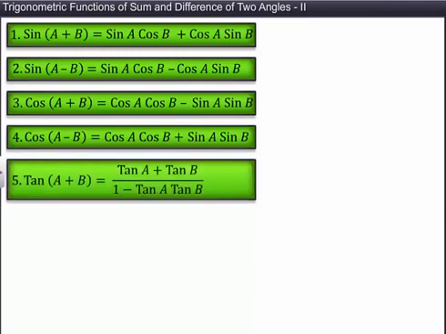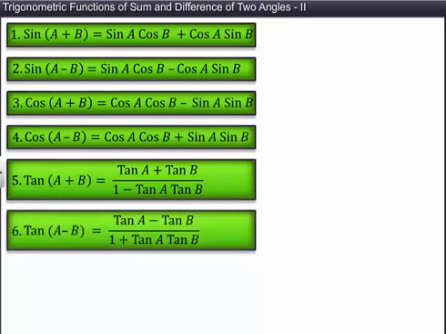Tan of A plus B is equal to tan A plus tan B divided by 1 minus tan A into tan B. Tan of A minus B is equal to tan A minus tan B divided by 1 plus tan A into tan B. Let us derive some more formulae.